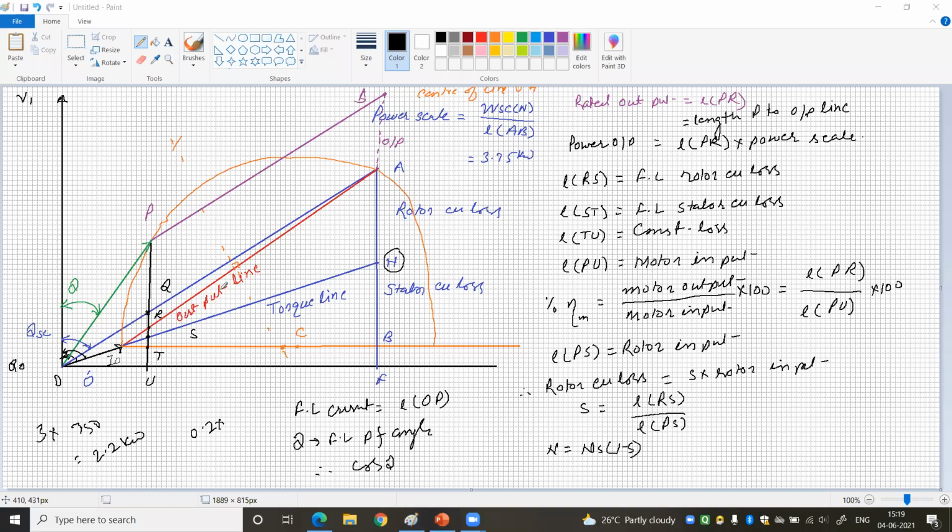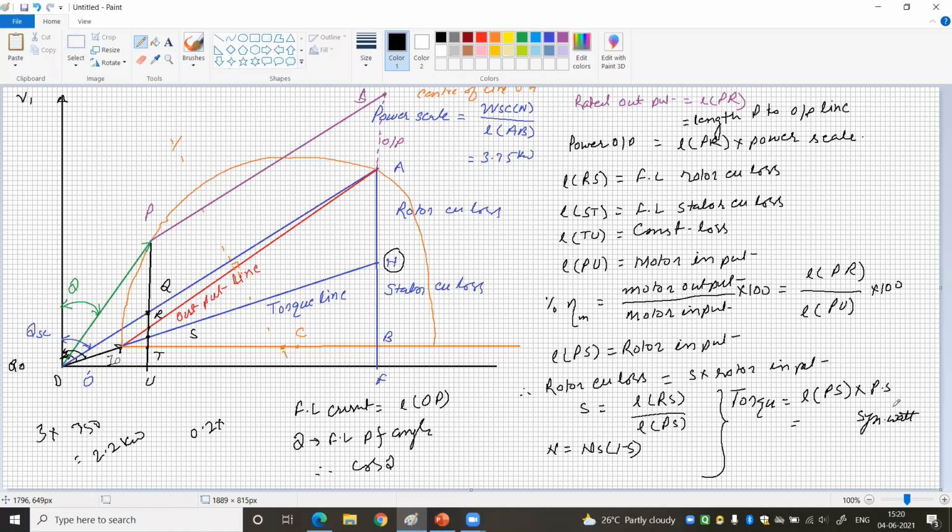Now, one more thing: if you want to calculate the torque, take the length from P up to the torque line. So here I will write it as torque. Torque is equal to the length from P to the torque line, up to S. So P to S multiplied by the power scale is equal to the torque in synchronous watt. So it is not in Newton meter, whereas it is in synchronous watt.